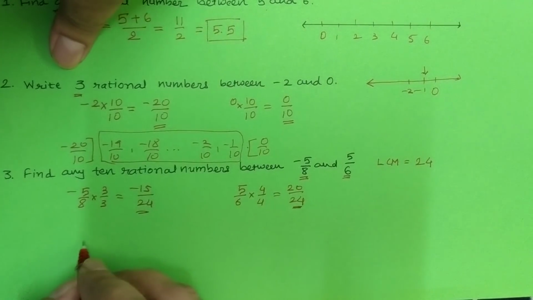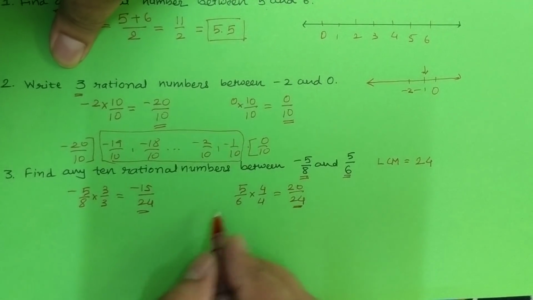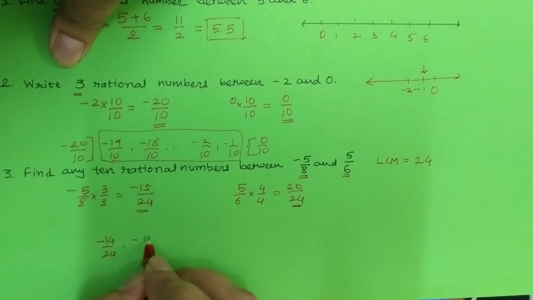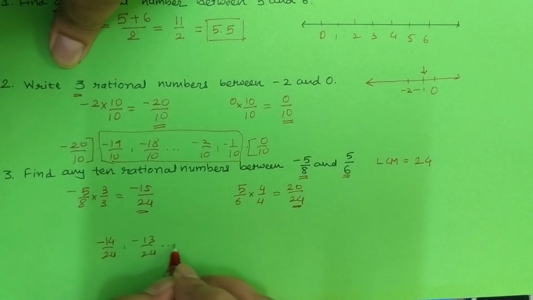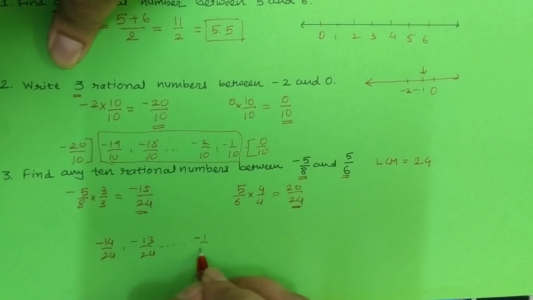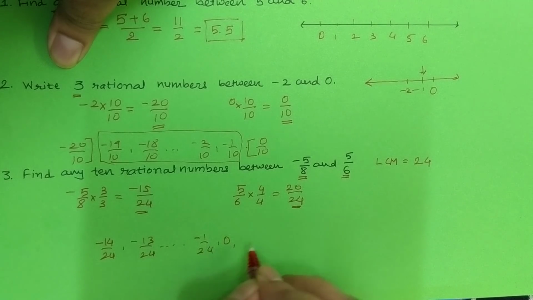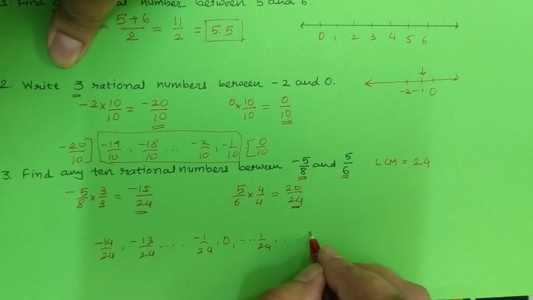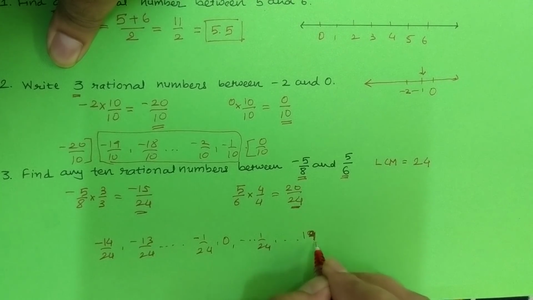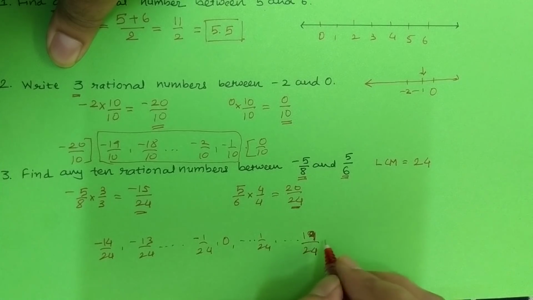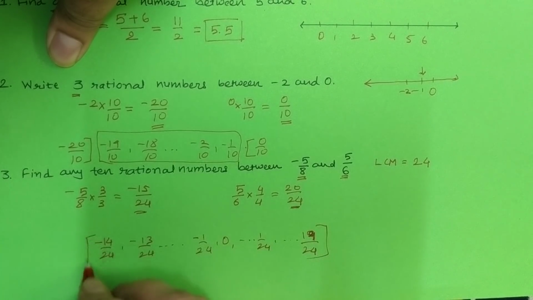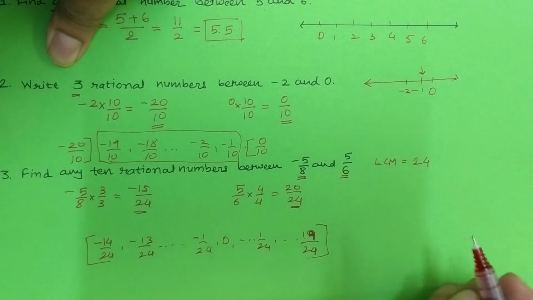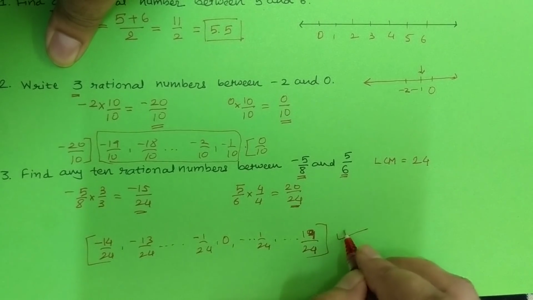So I have so many numbers. So after minus 15 I can write minus 14 by 24 and minus 13 by 24 and so on, then minus 1 by 24, then it will be 0, then up to so on 1 by 24, then I can write last 19 by 24. So these all are the numbers which are between the minus 5 by 8 and plus 5 by 6. Hope you understand. Thank you.